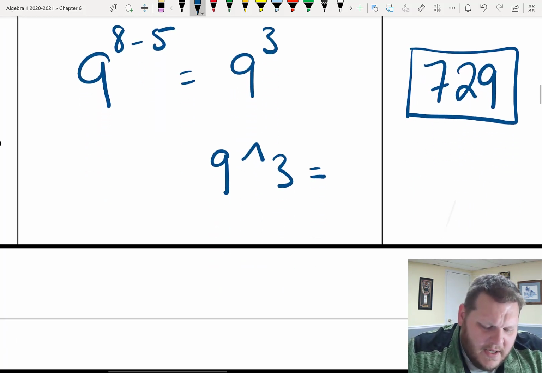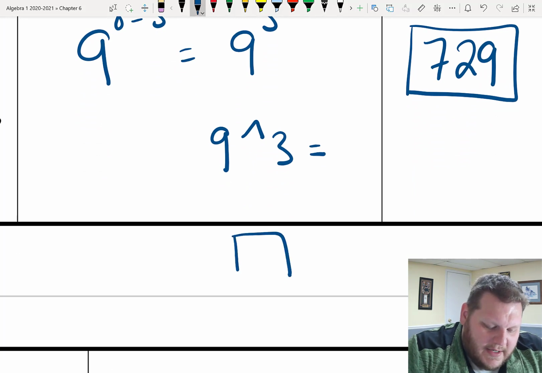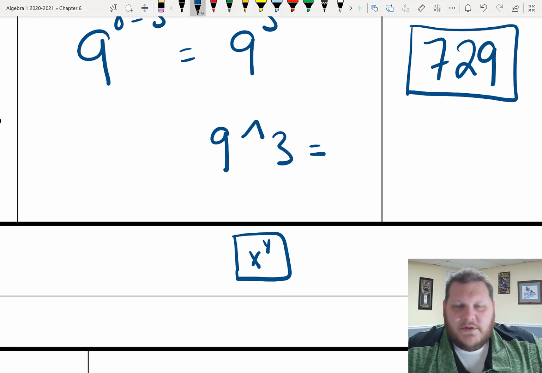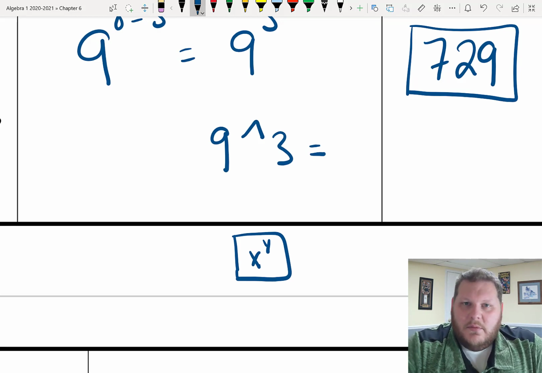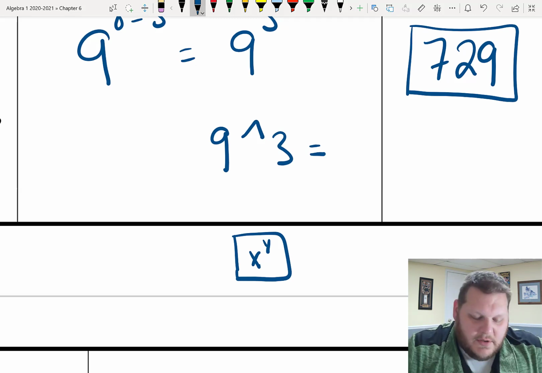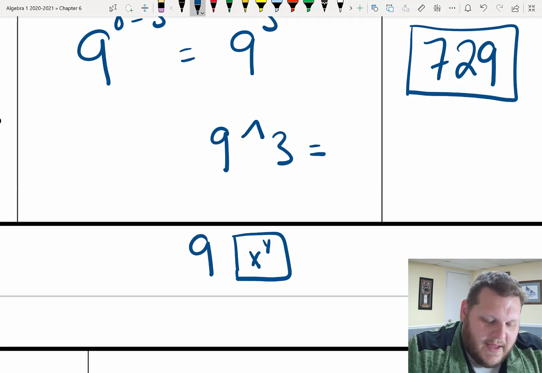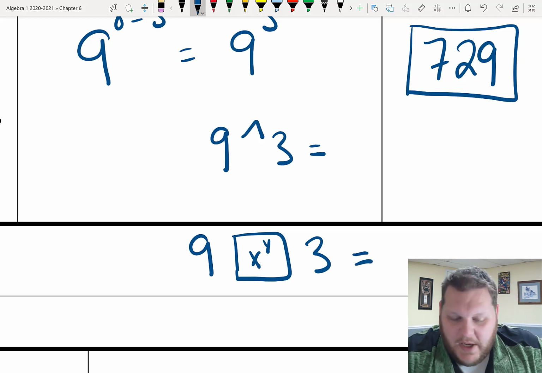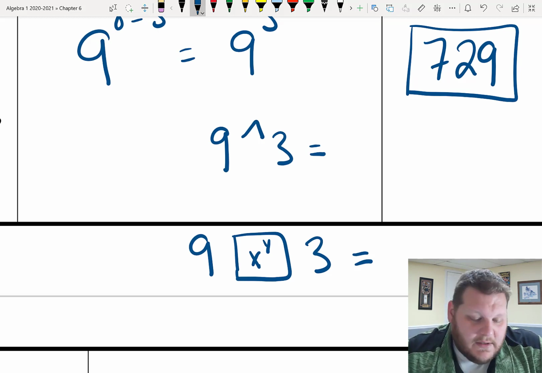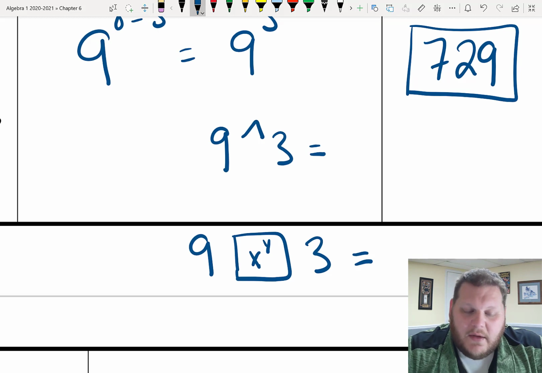Some calculators, the button looks like this. It's a little like an X to the Y button, X to the Y power. That tells you that the first thing you type in is your base. The second thing you would type in would be your exponent. So you would type in 9, that button, 3, and then hit equals. And again, it should give you 729. So play around with whatever calculator you're usually going to use, whatever you're going to use on a quiz or a test, so that you make sure that when you do 9 to the third power, you should get 729.